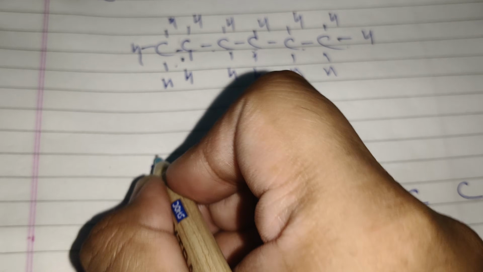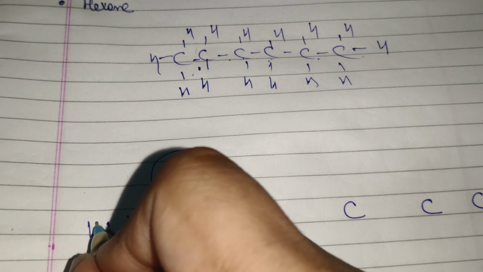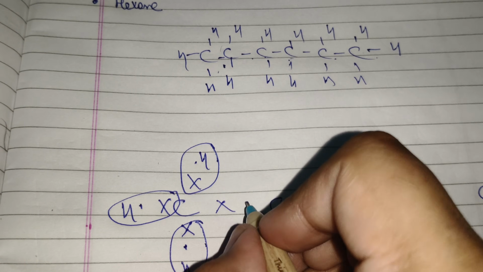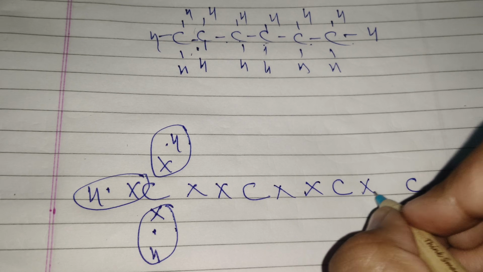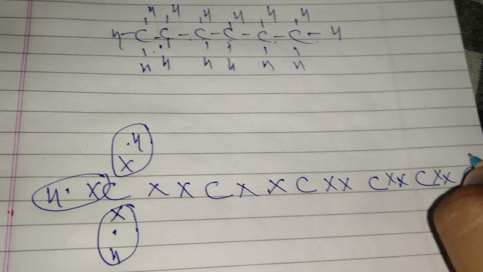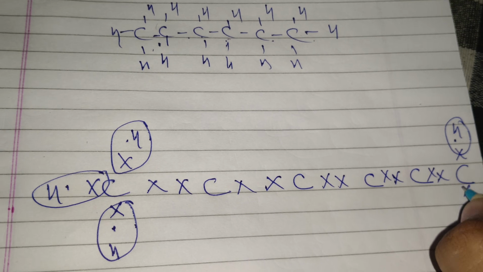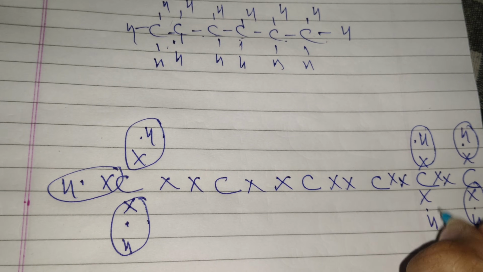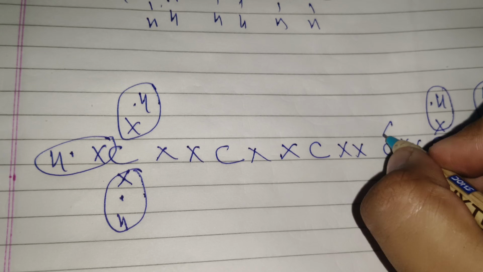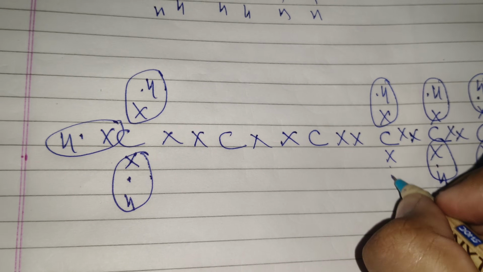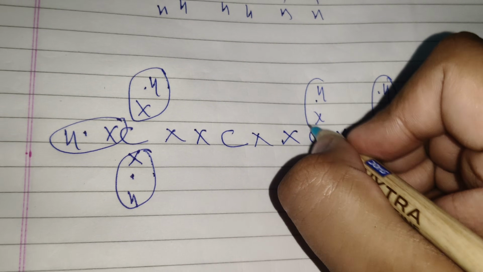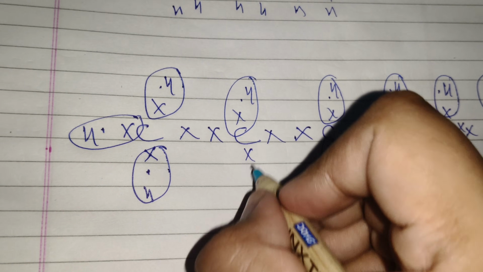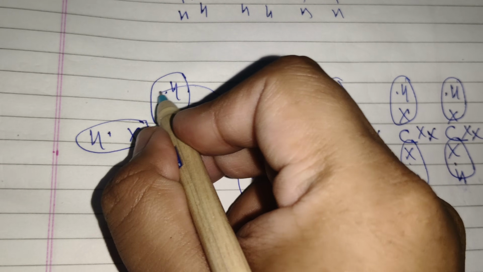So basically the hydrogen here also. So now we form the orbitals of carbon.